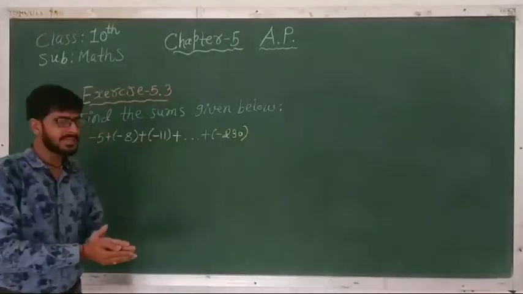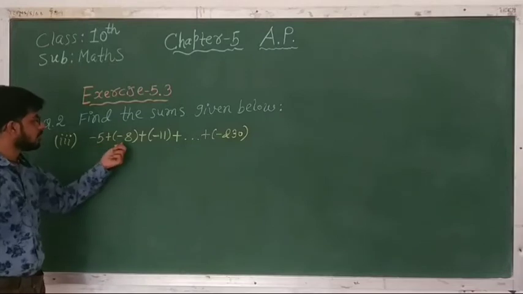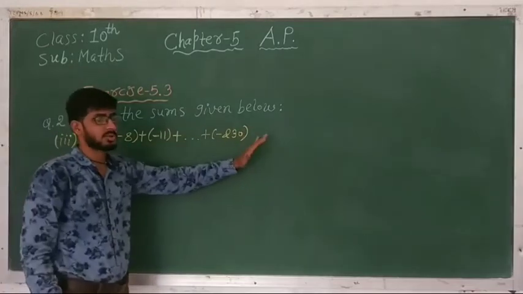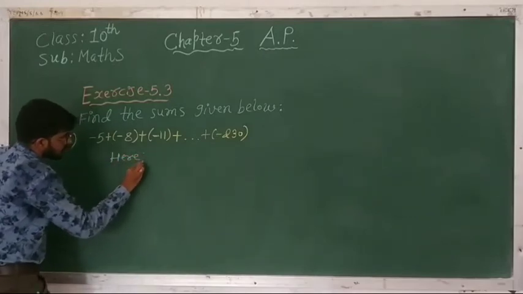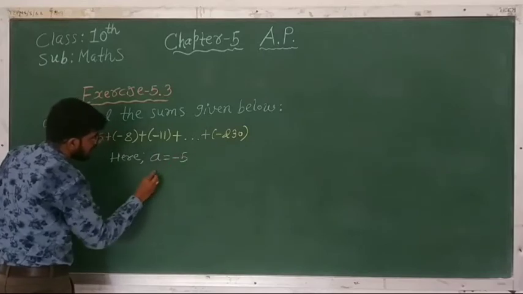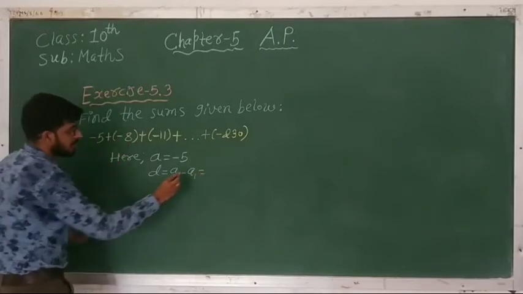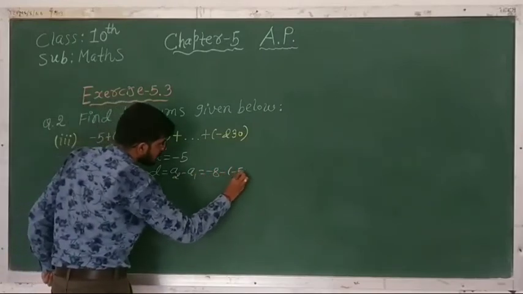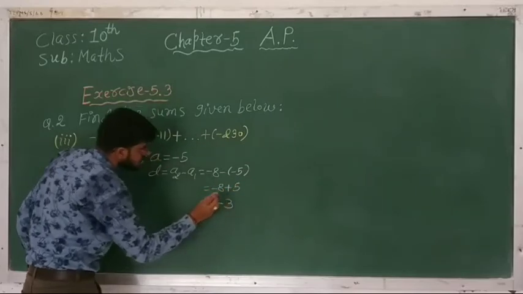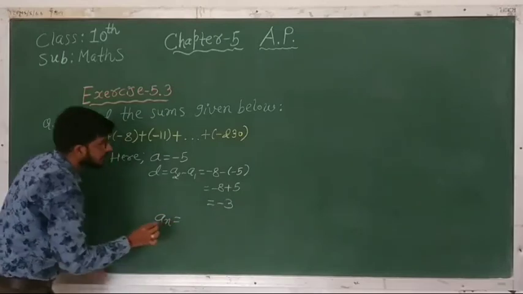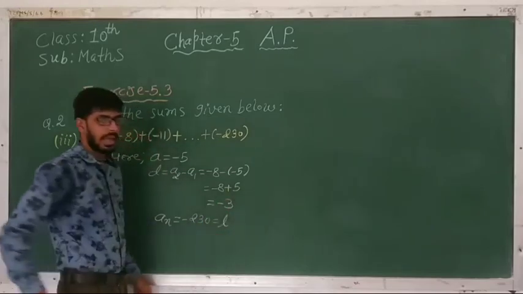Is it clear? Next, question number 3. Here the AP is minus 5, minus 8, minus 11 up to minus 230. So here a is equal to minus 5, and d is the second term minus the first term: minus 8 plus 5 is equal to minus 3. And an is equal to minus 230, which is also known as the last term l.